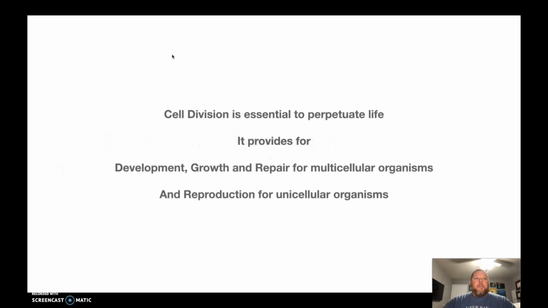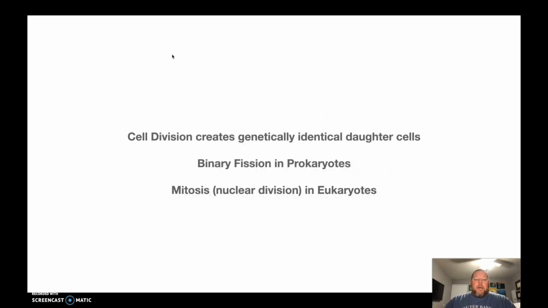So first of all, cell division is going to be essential to perpetuate life, provides for development, growth, and repair for multicellular organisms, and reproduction for unicellular organisms. Cell division is going to create genetically identical daughter cells. Binary fission is going to do this in prokaryotes, and in eukaryotes it's going to be mitosis, which is nuclear division.